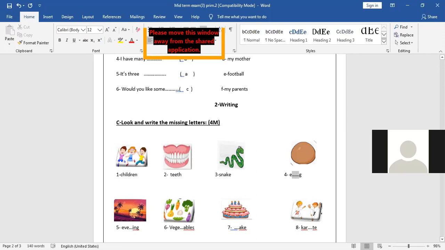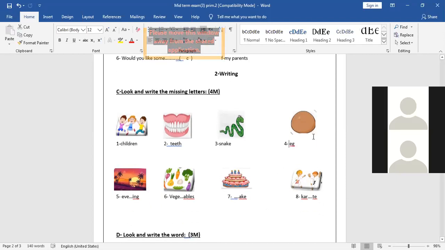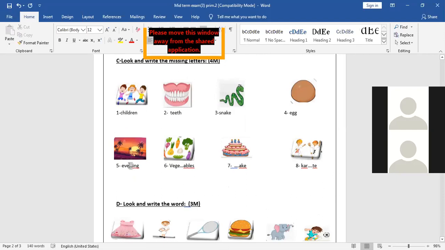Let's see. Adam Adel. Yes. Look at this. What is this? Egg. So the missing letter is? G. The missing letter is G. Thank you so much, Adam.